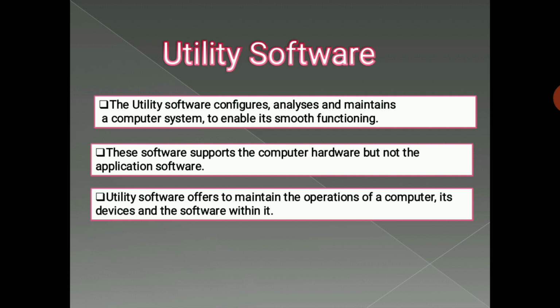Utility software is software designed to help configure, analyze, and maintain a computer system to enable its smooth functioning. This software supports the computer hardware but not the application software. It maintains the operations of a computer, its devices, and the software within it.